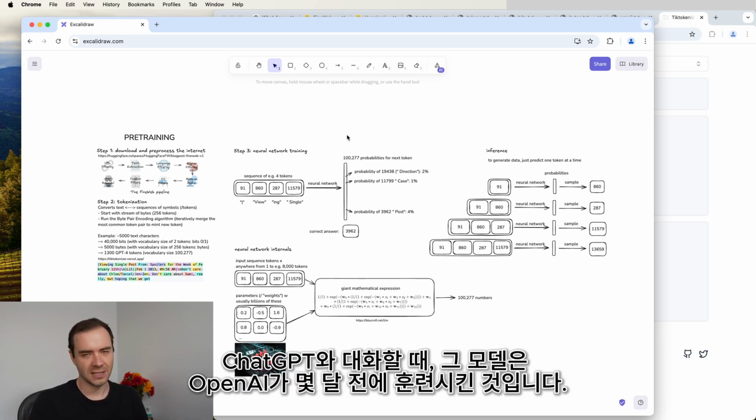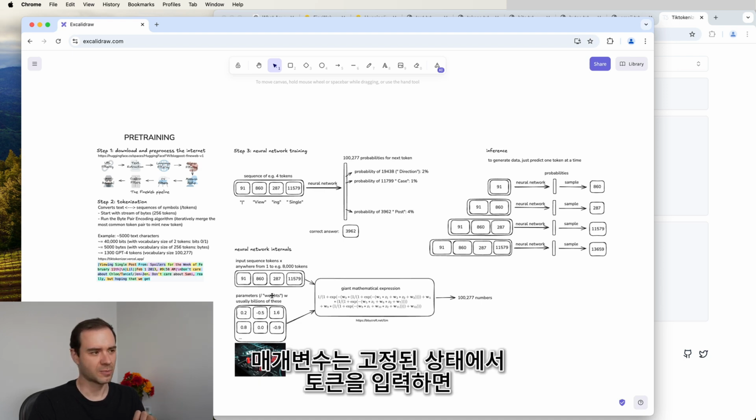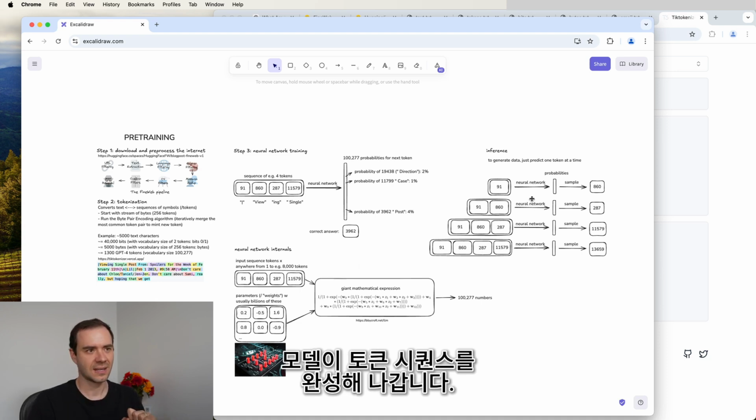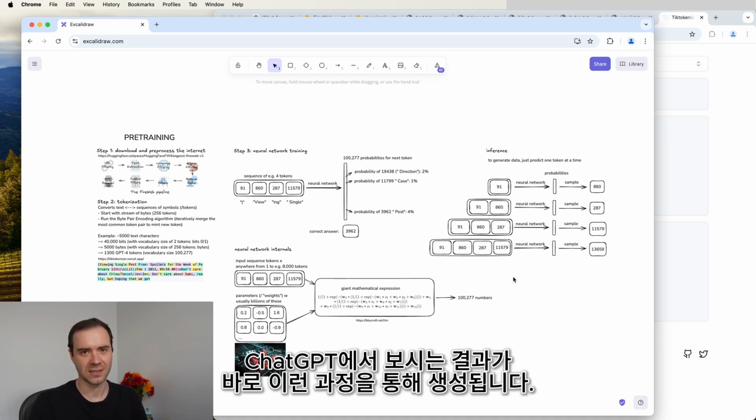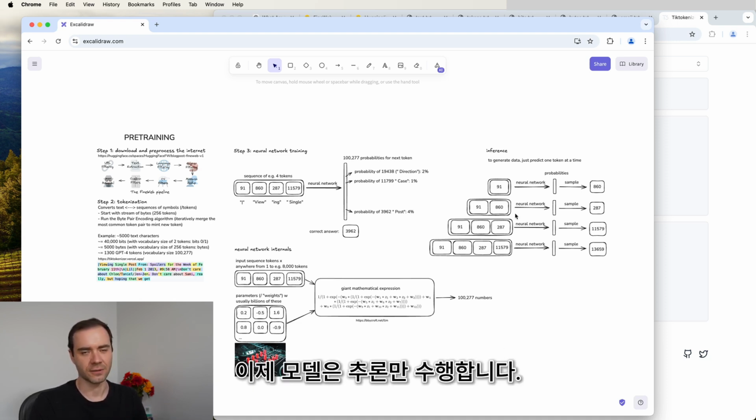And when you're on ChatGPT and you're talking with a model, that model is trained and has been trained by OpenAI many months ago, probably. And they have a specific set of weights that work well. And when you're talking to the model, all of that is just inference. There's no more training. Those parameters are held fixed, and you're just talking to the model, sort of. You're giving it some of the tokens, and it's kind of completing token sequences. And that's what you're seeing generated when you actually use the model on ChatGPT. So that model then just does inference alone.